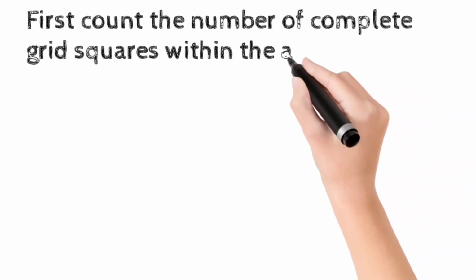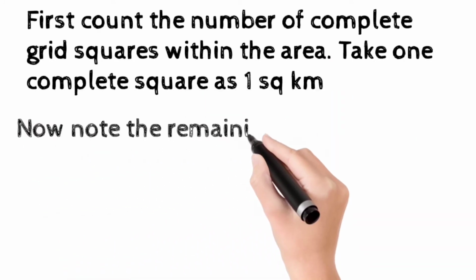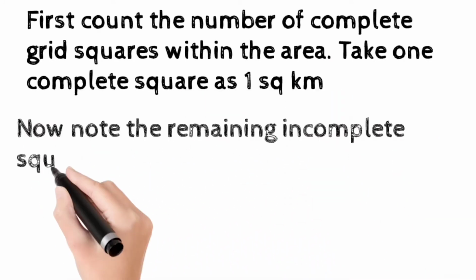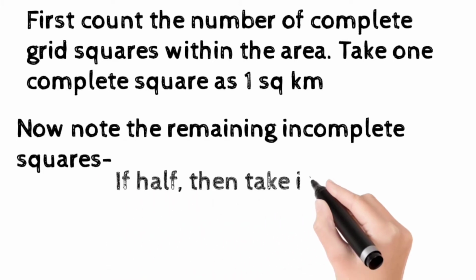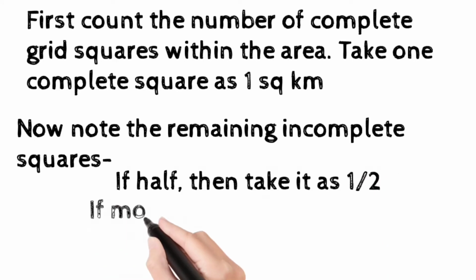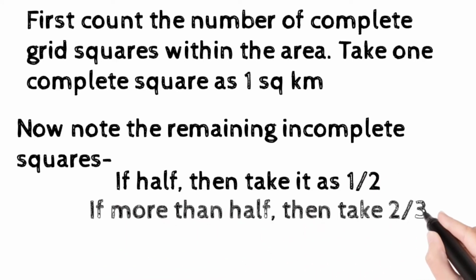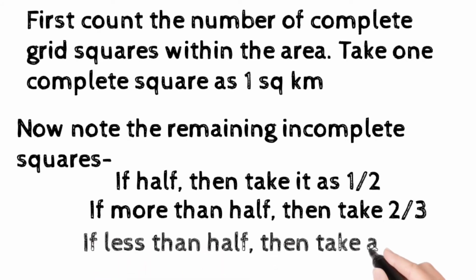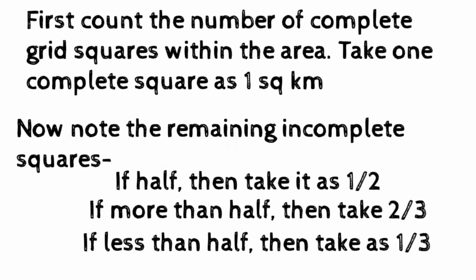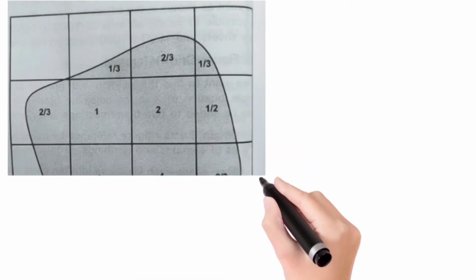Now, if a certain area on a topographical map has to be calculated, then first we need to count the complete grid squares within the area. Then we need to check the remaining incomplete squares. If half, then take it as half. If more than half, then take it as 2 by 3. If less than half, then take it as 1 by 3. And finally, add all the squares together. The total number of squares will give the area of the portion required.